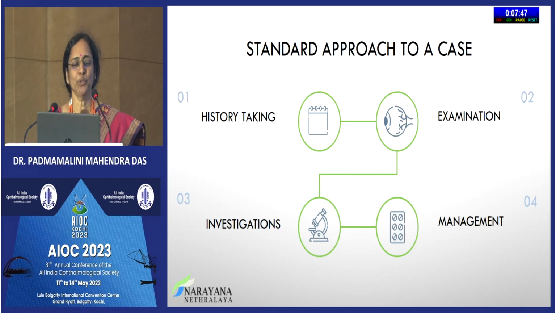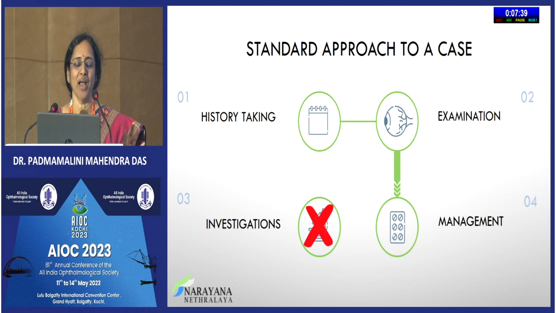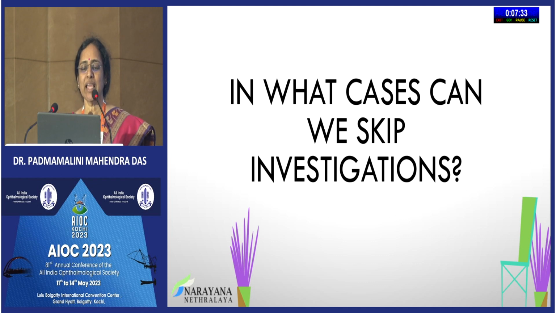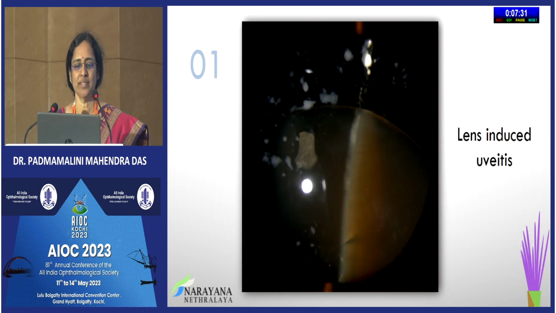The standard approach to uveitis is stepwise: good history taking, examination, investigations, and management. Now, we have to avoid investigations. Without that, how are you going to manage? In which cases can we skip the investigations?